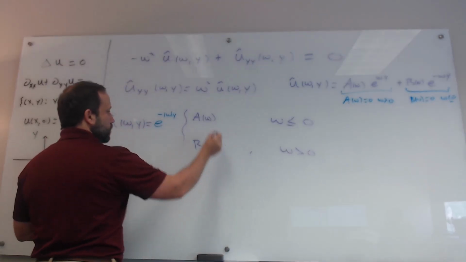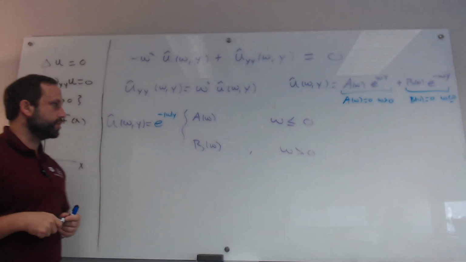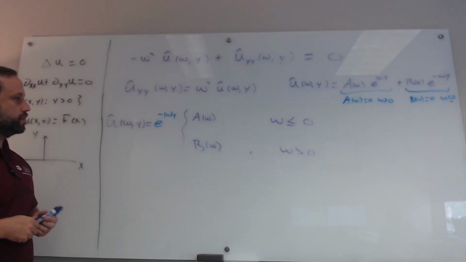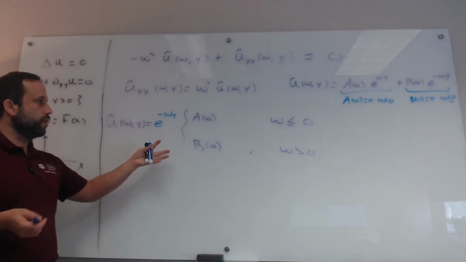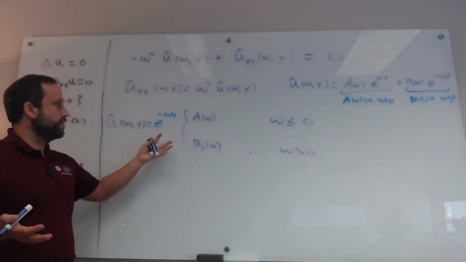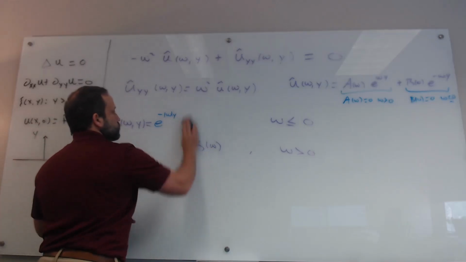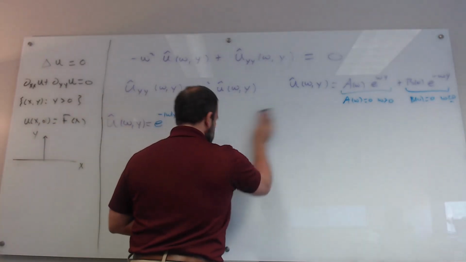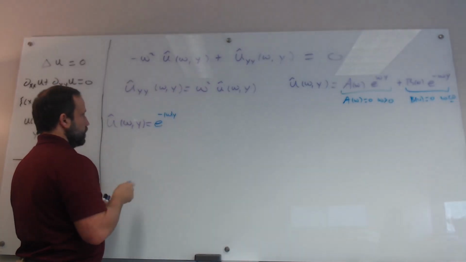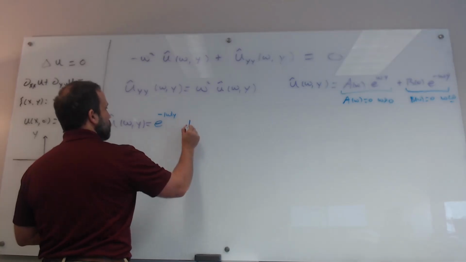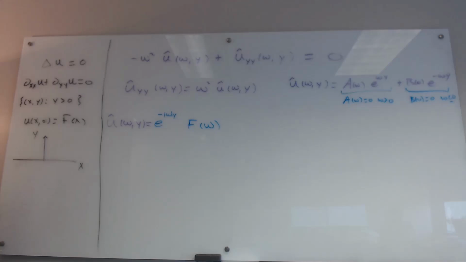Okay, but now, a and b are just arbitrary functions, so I'm just saying it's one arbitrary function when omega is less than or equal to 0. It's another arbitrary function when it's greater than 0. They're not non-zero at the same time. So instead of writing it like this, I could just combine those into one function and write it as big F of omega, where this is, at this point, an arbitrary function.